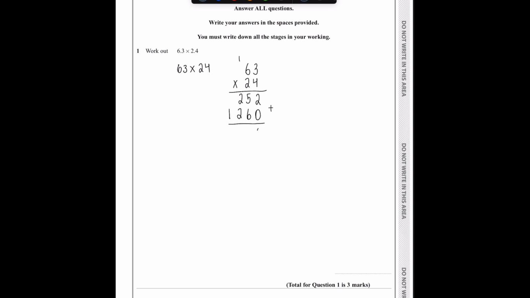So 2 plus 0 is 2. 6 plus 5 is 11. 2 plus 2 is 4, plus 1 is 5. And then we have a 1 on its own there.